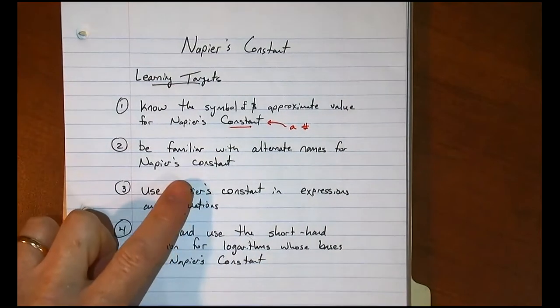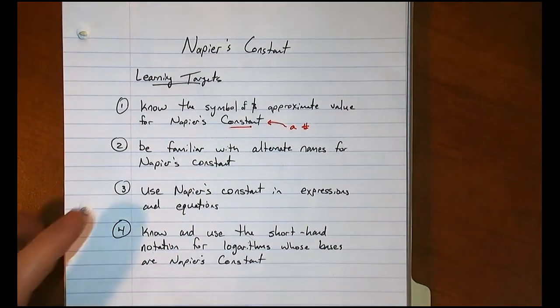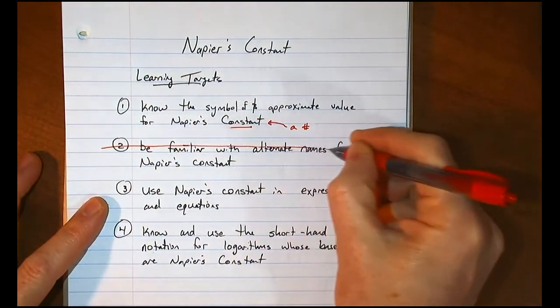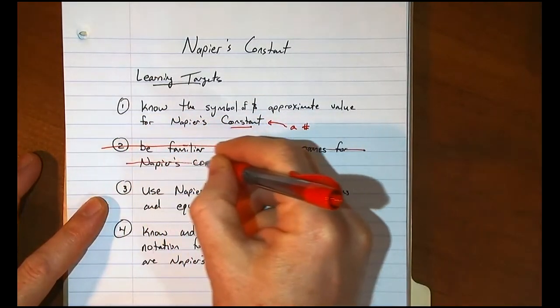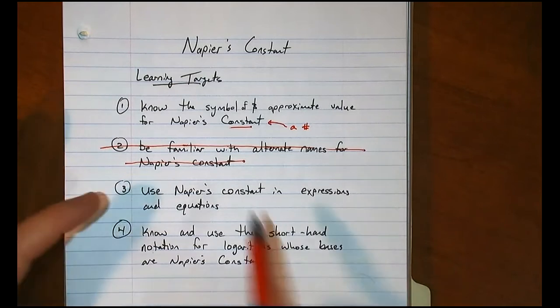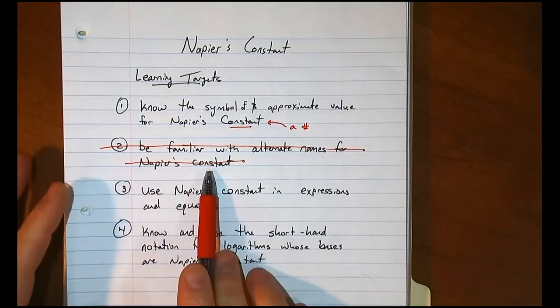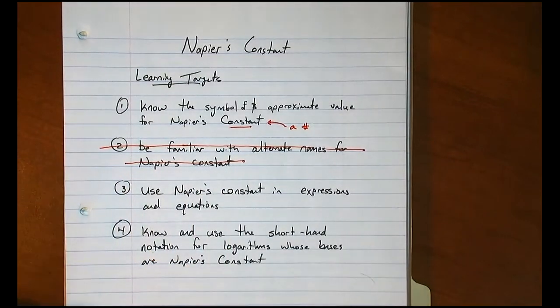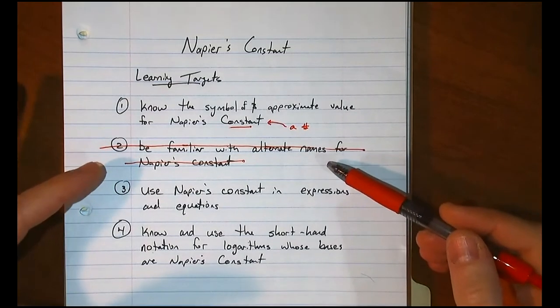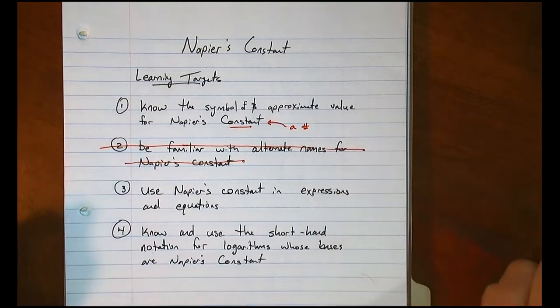Be familiar with alternate names. I will say this maybe isn't really a learning objective. We will spend a couple minutes talking about alternate names for Napier's constant. In fact, especially at the high school level, very, very few people actually call it Napier's constant. It's usually called other things. So we'll spend a second or two talking about this. This is not something that I would test you on, though. So that's not really a learning objective, but it is something that we'll need to talk a little bit about.